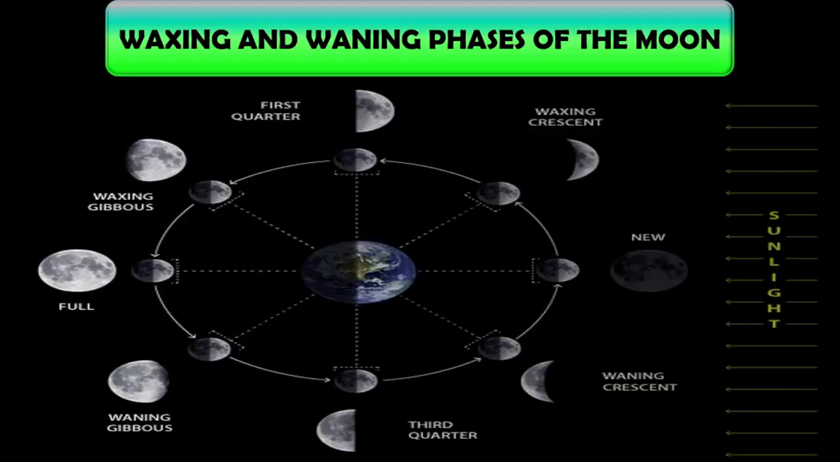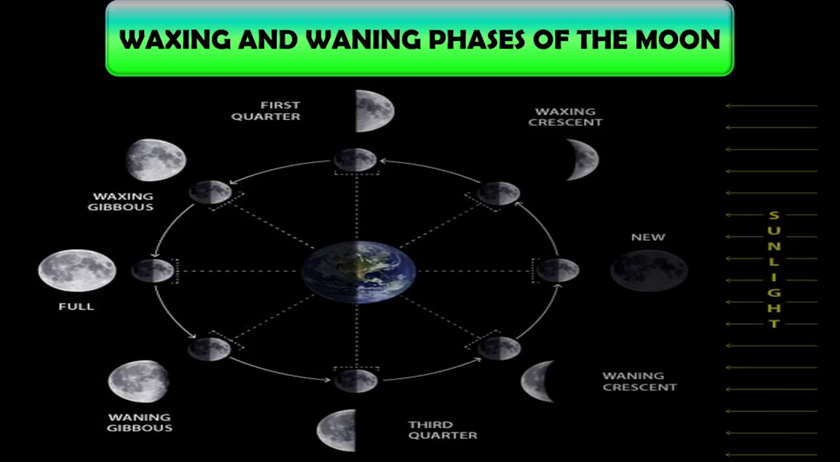Now students, let's discuss the diagram which shows waxing and waning phases of the moon. In the diagram, students, you can see sunlight is coming in from the right. The earth is at the center of the diagram. The moon is shown at its 8 different stages during its revolution around the earth. The moon phase is shown alongside the image.